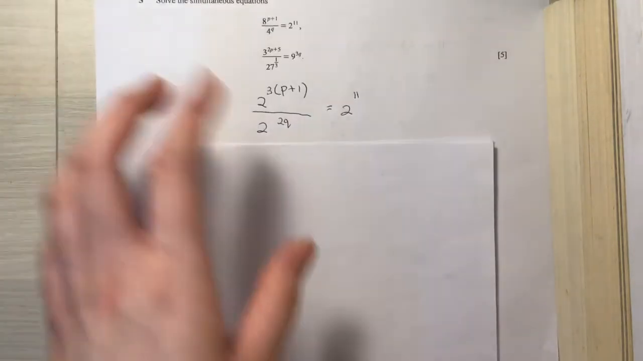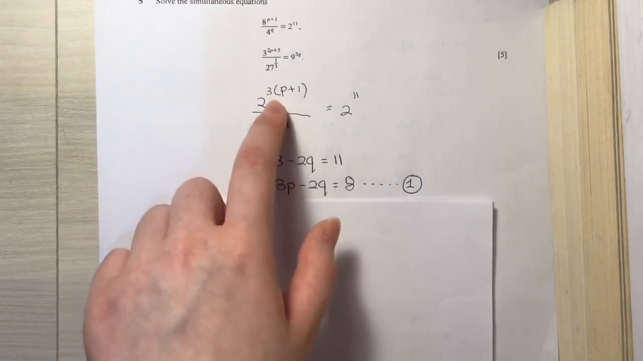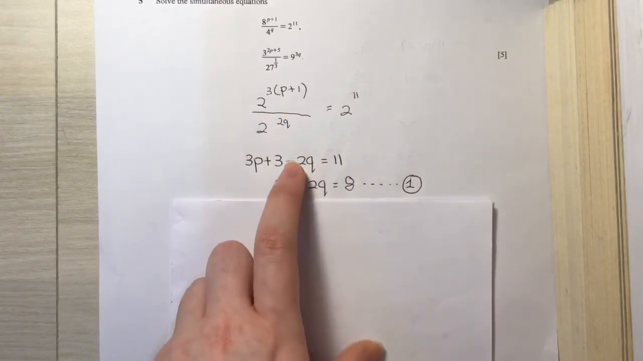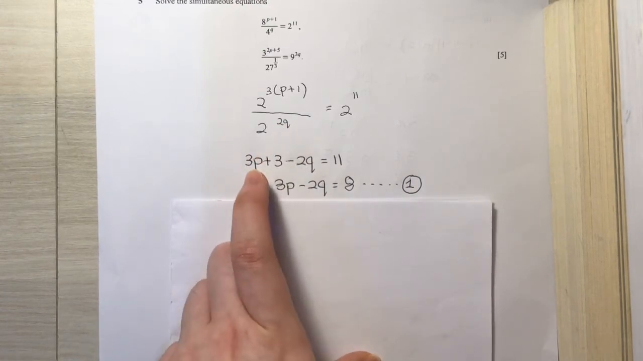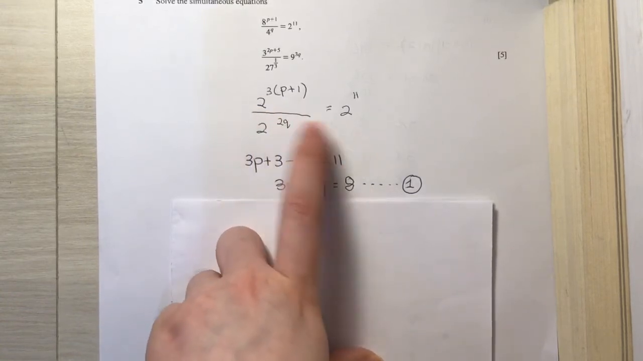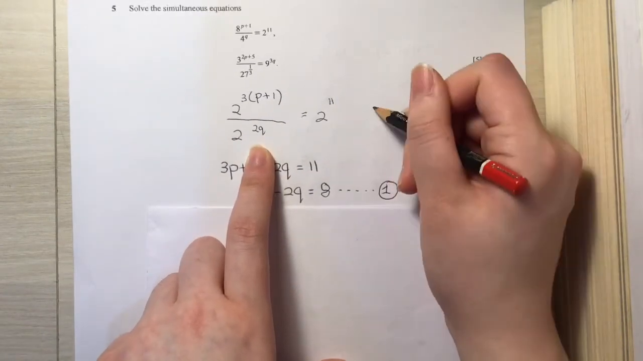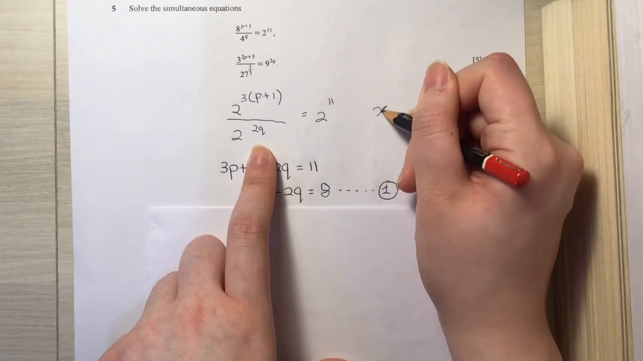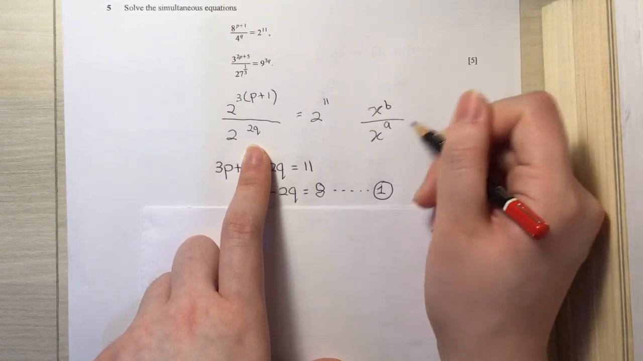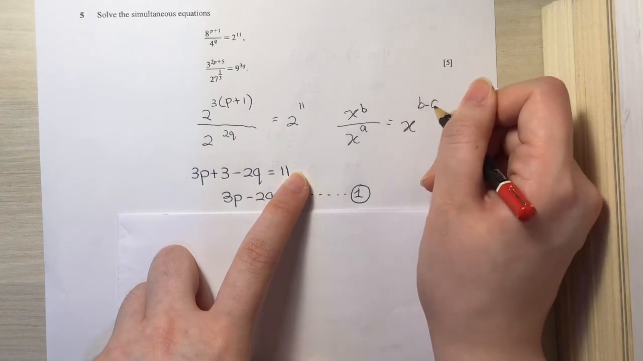And all you have to do is to remember the law of indices: when this is the case, all you have to find is the divide here. In the case of the power, it becomes minus. So it becomes 3p plus 3 minus 2q, where we can omit the 2 over here already. I may as well write down the law of indices again, where for any value x, x to the power of b over x to the power of a is actually equal to x to the power of b minus a.